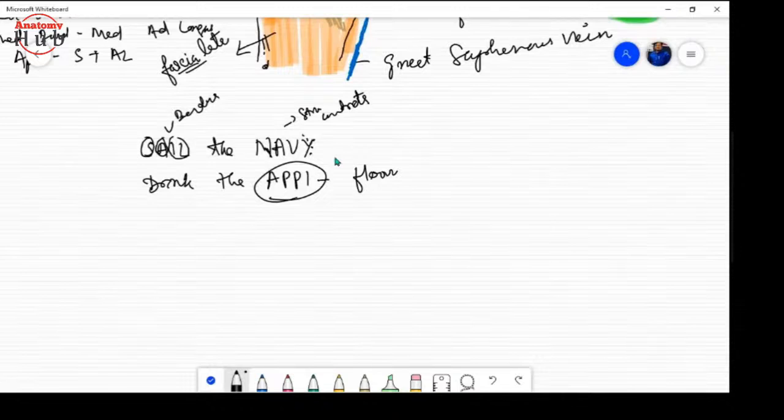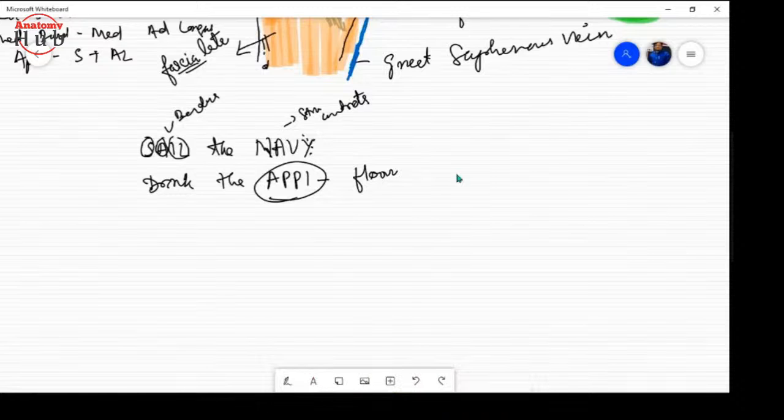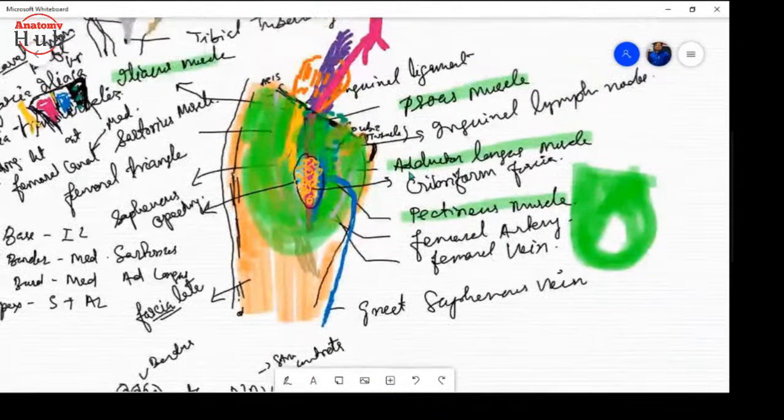Now the clinical part. Why are we studying this femoral triangle? Because here we have the femoral canal, and this femoral canal is clinically very important. It is very vulnerable, and it is a weak point at the anterior abdominal wall. Okay, why is that?